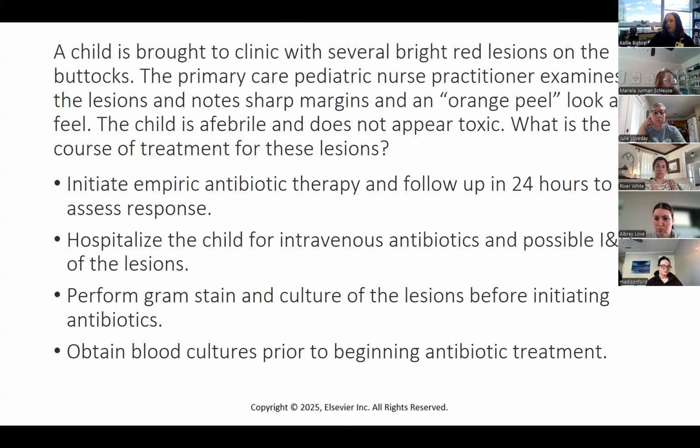A child is brought to clinic with several bright red lesions on the buttocks. The primary care pediatric nurse practitioner examines the lesions and notes sharp margins and an orange peel look and feel. The child is afebrile and does not appear toxic. What is the course of treatment for these lesions? Empiric antibiotic therapy and follow-up in 24 hours. Hospitalize the child for IV antibiotics and possible IND. Perform gram stain and culture of the lesions before initiating antibiotics, or obtain blood cultures prior to beginning antibiotics.